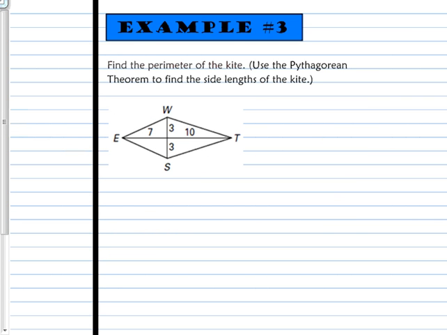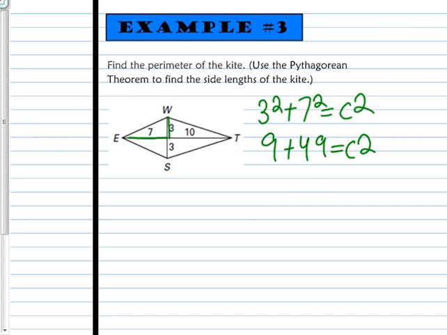Let's go on to example 3. Find the perimeter of the kite. Use the Pythagorean theorem to find the side lengths of the kite. So I can see here that I have 3 and I have 7. So I'm looking for WE. So 3 squared plus 7 squared equals C squared. A squared plus B squared equals C squared. So 9 plus 49 equals C squared. 58 equals C squared. The square root of 58 is C.